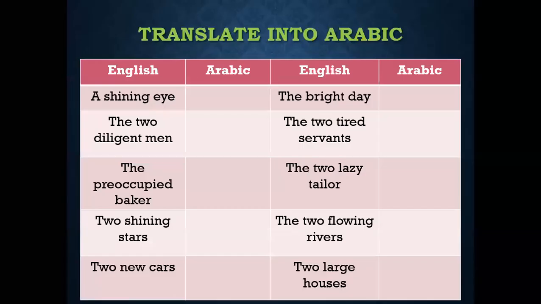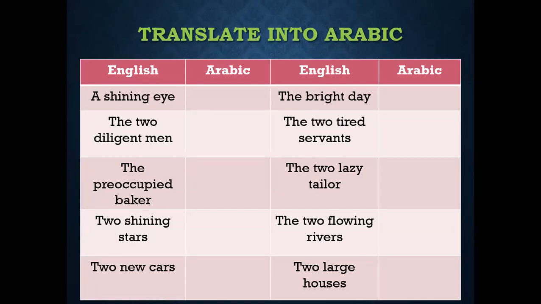Okay, let's translate into Arabic. A shining eye. Eye is ayn. Aynun, a suggests singularity, so aynun. Aynun is a body part which is in pair, so it would be a feminine word. So you need to find a word for shining. Shining is lami'. So lami'atun, because ayn is a feminine word. Aynun lami'atun.